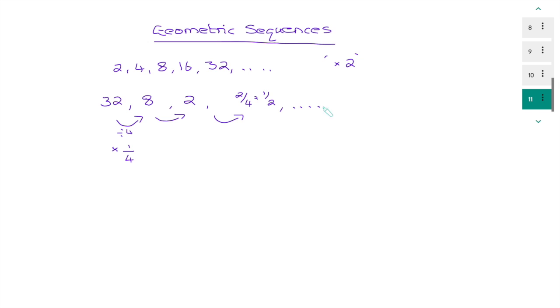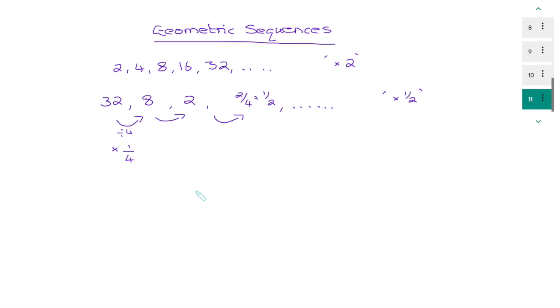And so you can see the elements of the sequence are going to get smaller and smaller and smaller, but they're never going to get below 0. They're going to get really close, but they're not going to get to 0. So in this case we're multiplying by a half.